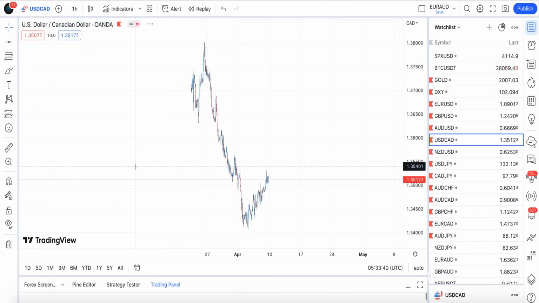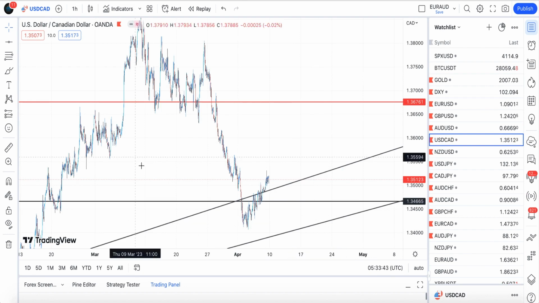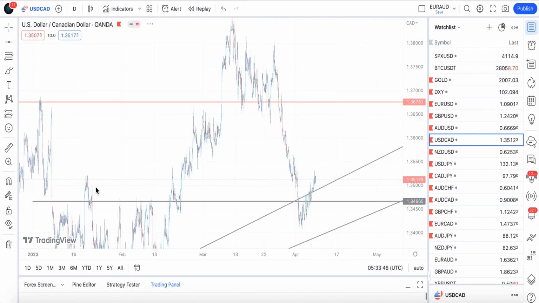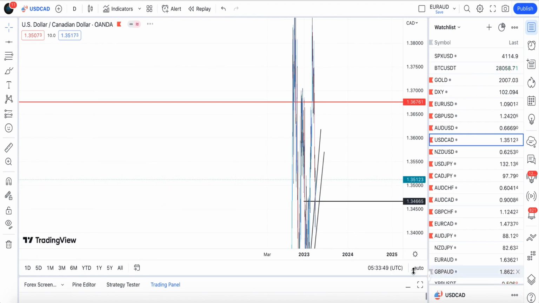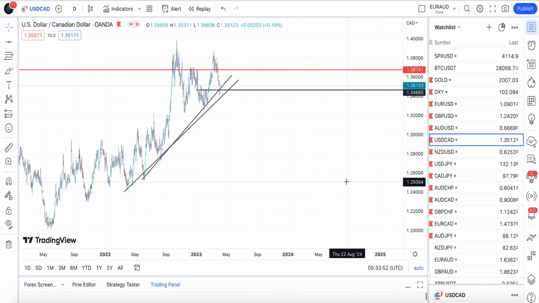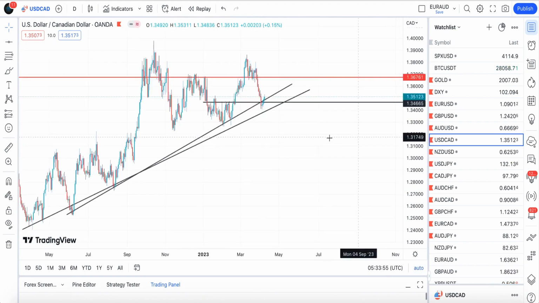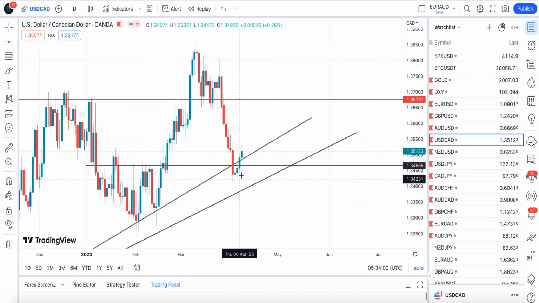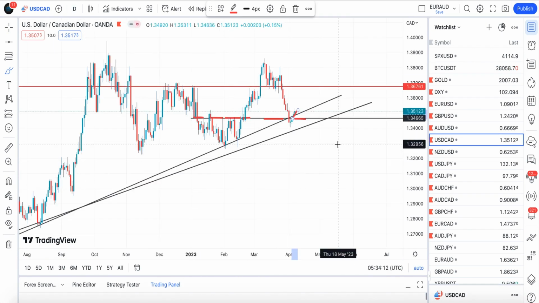So the next pair I want to check out is US dollar CAD, the US dollar to Canadian dollar. If you check the daily time frame, we have a rejection at this particular area, that is at the trend line, and it closed above this particular level. As you can see, this is the level right here. It closed above it. So we are keeping this trade for the aftermath of the CPI result.